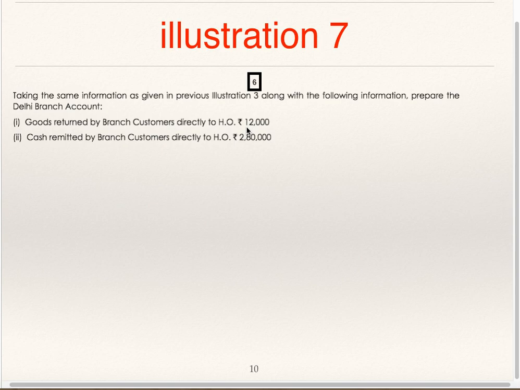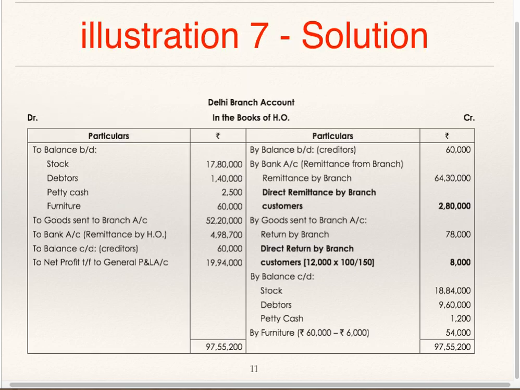12,000, because this is the selling price and we are preparing branch account at cost. Delhi branch account, everything is same except this which is written in bold. Direct remittance by branch customer 2,80,000 credited to branch account.